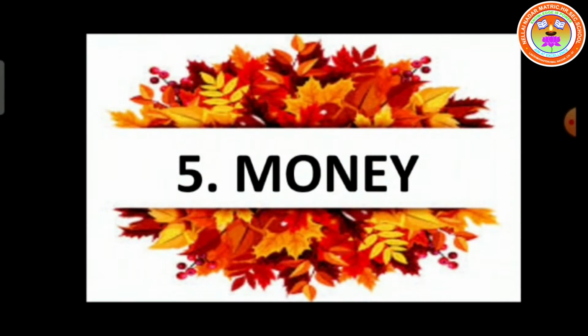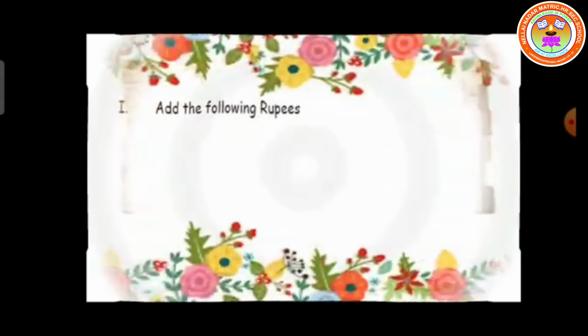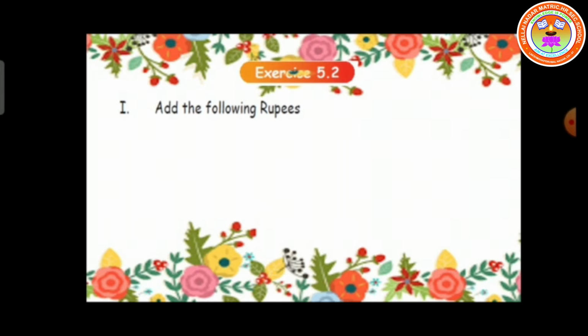Let us start today's session, chapter 5 Money, continuation. The topic is addition on money. Exercise 5.2, Roman letter 1. Add the following rupees. Students, when we want to add the money, we have to add rupees and paise separately. Is it clear? Now see the first problem.